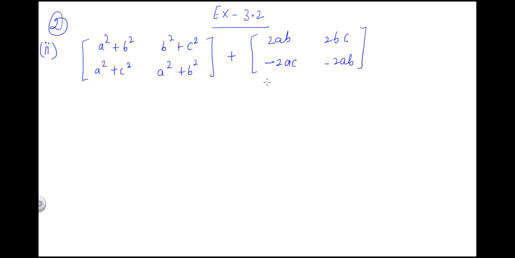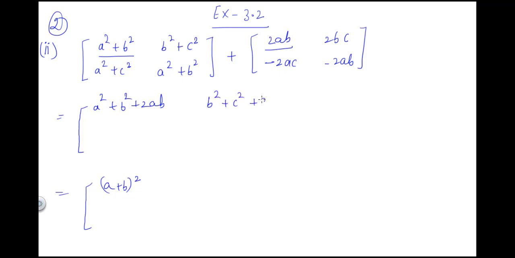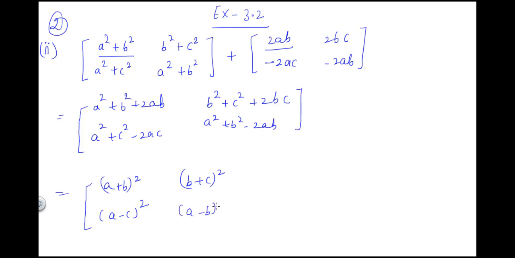Okay, let us add the corresponding elements of both the matrices. So what is the first element that we are going to get? A square plus B square will get added to this 2AB. So you get A square plus B square plus 2AB, which you also know is the identity for A plus B whole square. The second one will be B square plus C square plus 2BC, which is nothing but B plus C whole square. The third one you will get A square plus C square minus 2AC, which is the formula of A minus C whole square. The last one is A square plus B square minus 2AB. So we are going to get it as A minus B whole square.